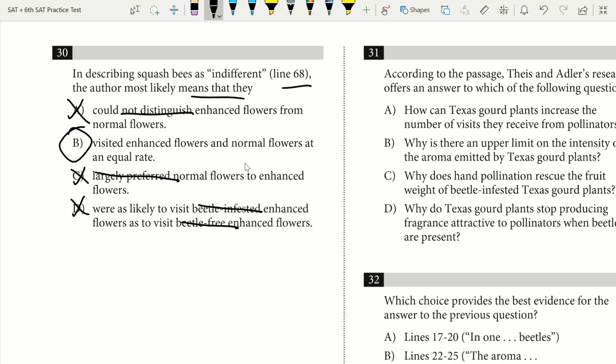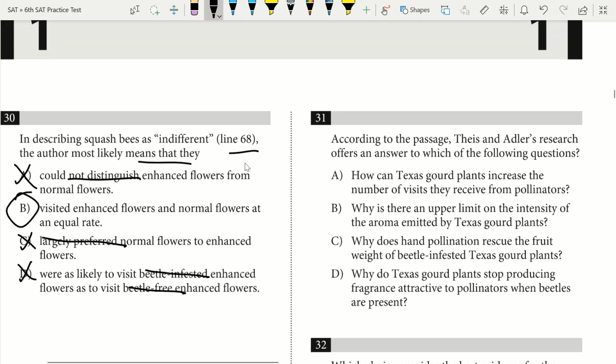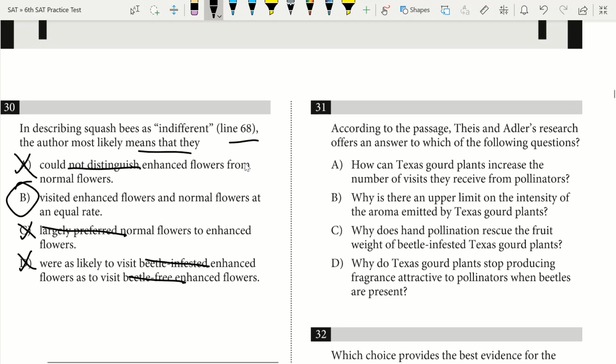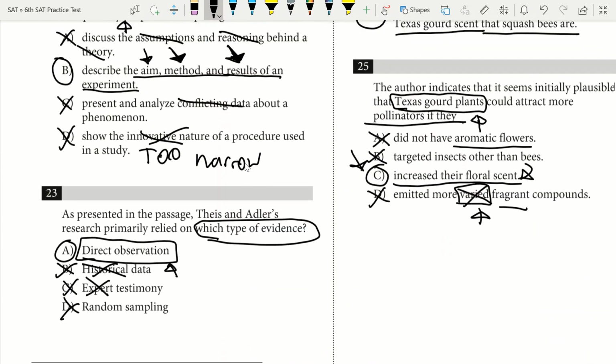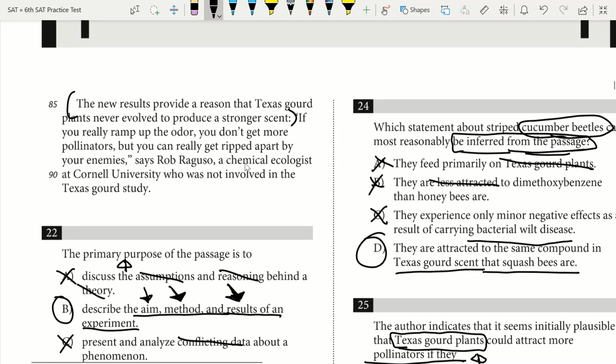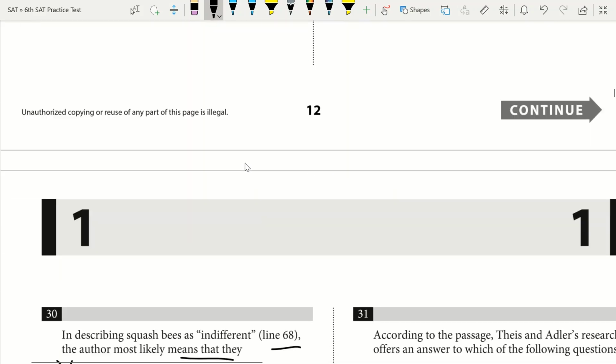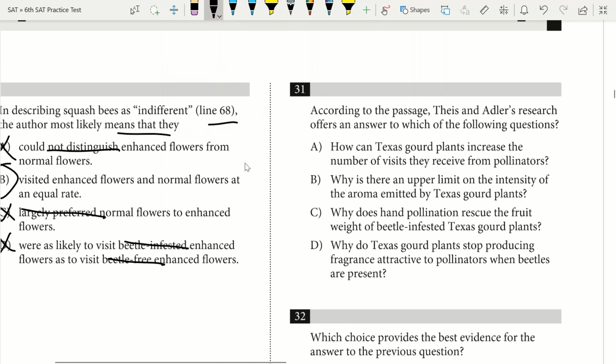All right, question 31. According to the passage, Thies and Adler's research offers an answer to which of the following questions? Well, I just touched on that with my driving question I found at the end there. I'll go ahead and pull that up real quick. The new results provide a reason that the Texas gourd plants never evolved to produce a stronger scent. So this is answering why they don't have an increased aroma to attract pollinators. So we'll look for an answer choice that says that.